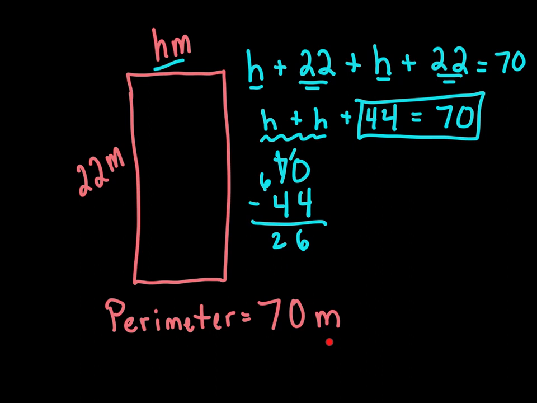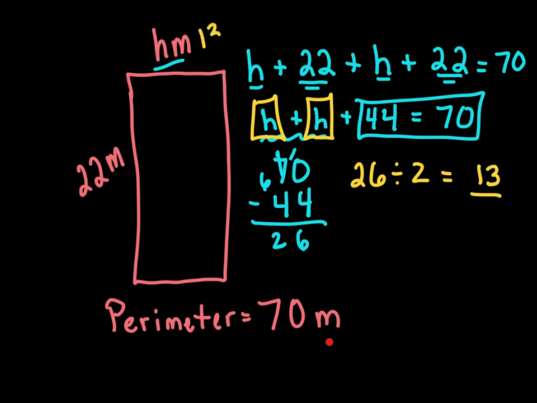But H does not equal 26, does it? No, because we have to split them up. We have one H here and another H. So that means how many H's? We have 2. So we are going to have to divide 26 by 2. If you take 26 and cut it in half, we're going to get 13. So 13 meters is up here, and 13 meters is down here.